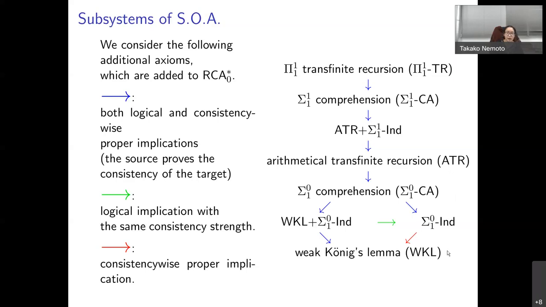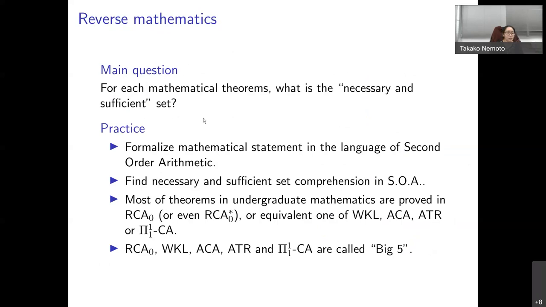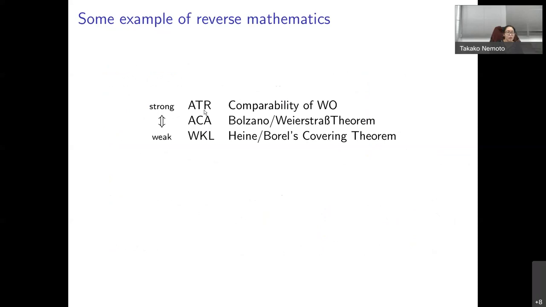And I added several other systems. All of these systems are characterized by some kind of determinacy scheme now. So using these systems, I classify determinacy schemes. Here are some example results of reverse mathematics.